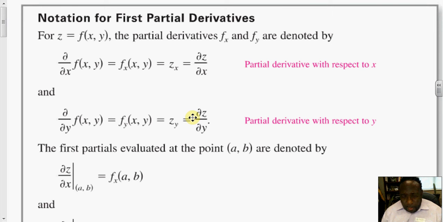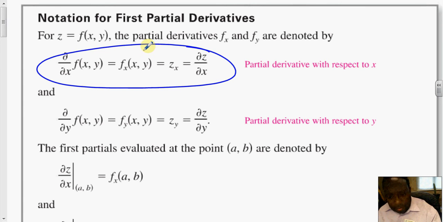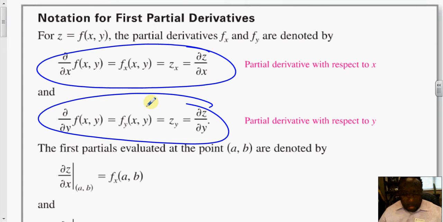Find the first partial derivative of a function with respect to x or with respect to y. The notation that we use here is, let z equal the function f of x, y, and so the partial derivative of the function f with respect to x is given in this form. And we use this notation. Or if we talk about the partial derivative of f with respect to y, we use any of these notations.